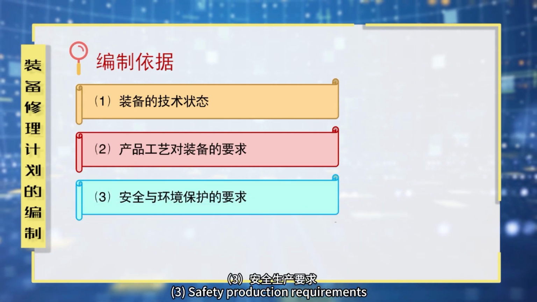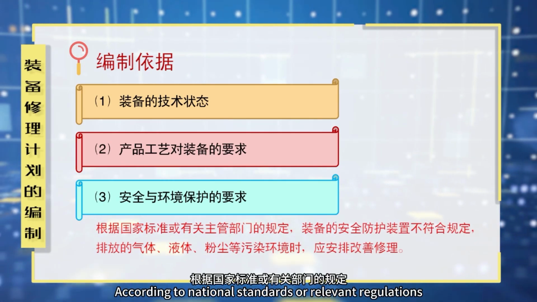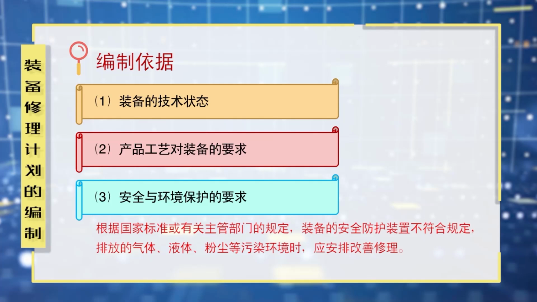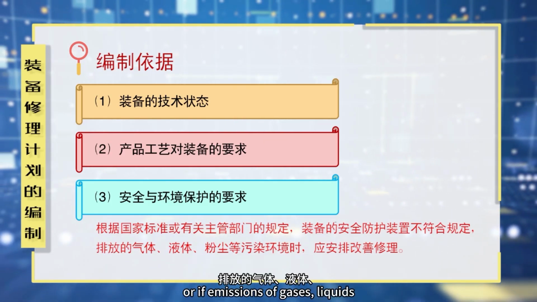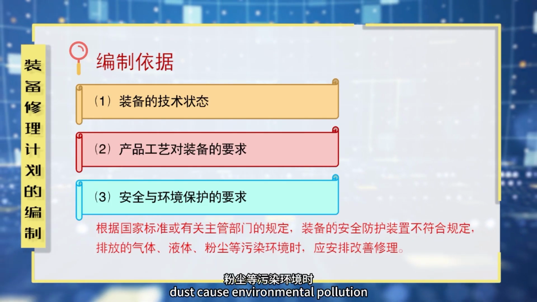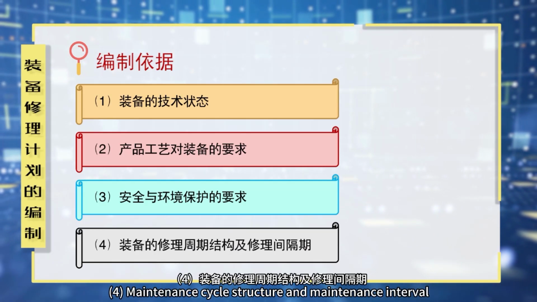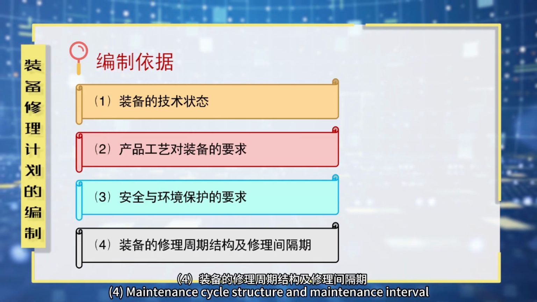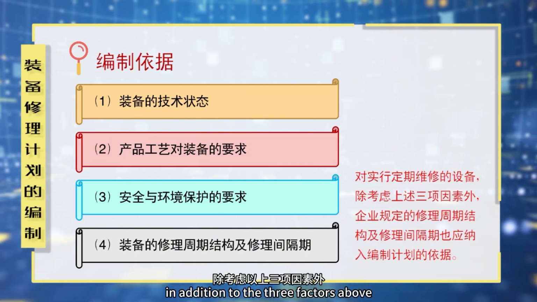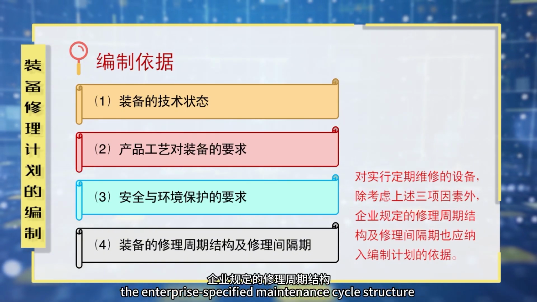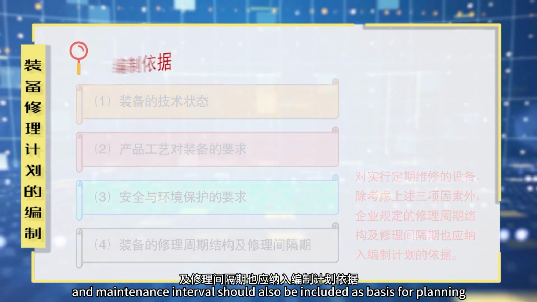Third, safety production requirements and environmental protection regulations. According to national standards or relevant regulations, if the equipment's safety protection device is non-compliant, or if emissions of gases, liquids, dust cause environmental pollution, improvement maintenance should be arranged. 4. Maintenance cycle structure and maintenance interval. For equipment under periodic maintenance, in addition to the 3 factors above, the enterprise-specified maintenance cycle structure and maintenance interval should also be included as basis for planning.